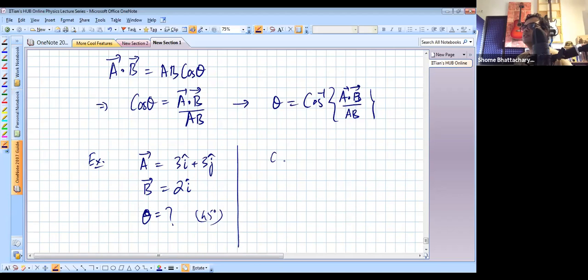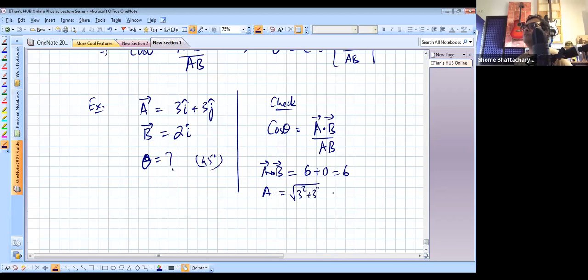But let's just check. So cos theta should be equal to A dot B divided by mod A into mod B. Okay. So now from these vectors, let's first calculate A dot B. So how much is A dot B here? AX into BX, that is 6, plus AY into BY, that is 0. So A dot B is 6. What about mod A? It is square root of 3 square plus 3 square. So it is 3 root 2. And what about mod B? It is 2.